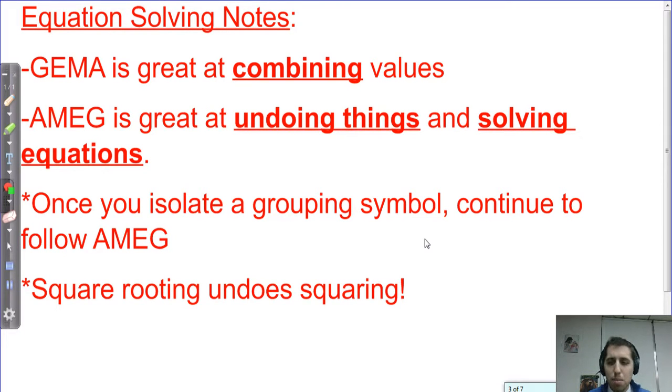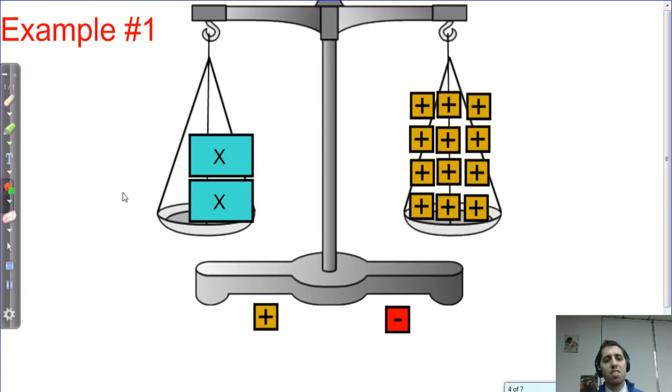It's kind of like Inception. And then for the last one, we're talking about square rooting and squaring this year a decent amount, and you guys have gotten pretty good at that. So know that I can ask you equations involving squaring and square rooting. And square rooting undoes squaring, and squaring undoes square rooting, vice versa. They undo each other. We call these inverse operations. So let's get to some notes.